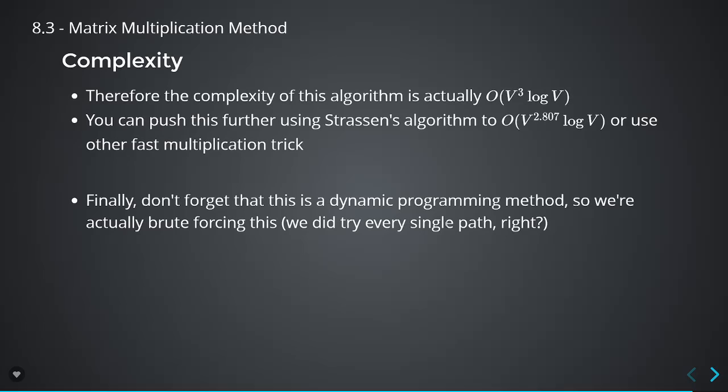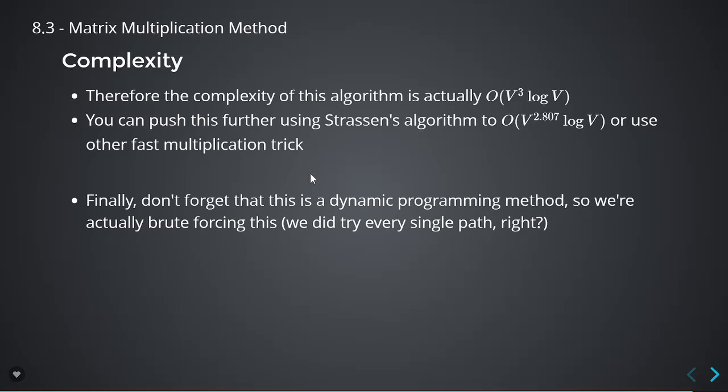You can do even better if you use something called Strassen's algorithm. This is like Karatsuba's algorithm for matrix multiplication. So you can do that in v to the 2.807 log phi. You can also use other fast multiplication tricks. So at the very least, we can say this is phi cubed log phi.